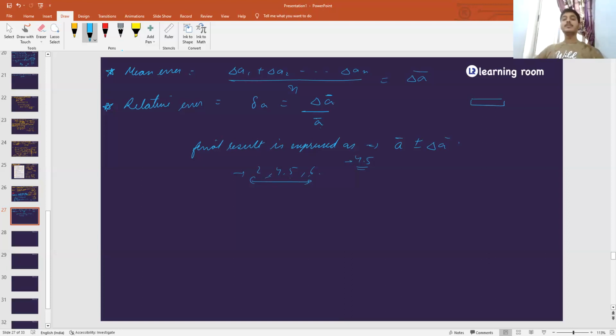First, we'll calculate the absolute error. For calculating the absolute error, we calculate the mean first. A mean is 2 plus 4 plus 5 plus 6. See your notes, the definitions we have written in order. First, we have to calculate the mean. So what is the mean of it? 17 upon 2, that is 8.5.